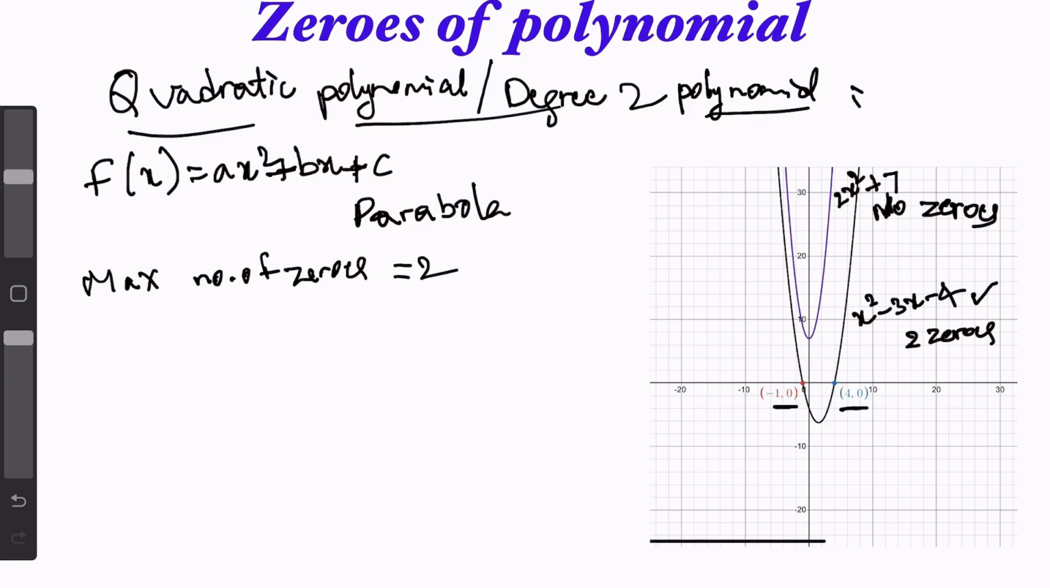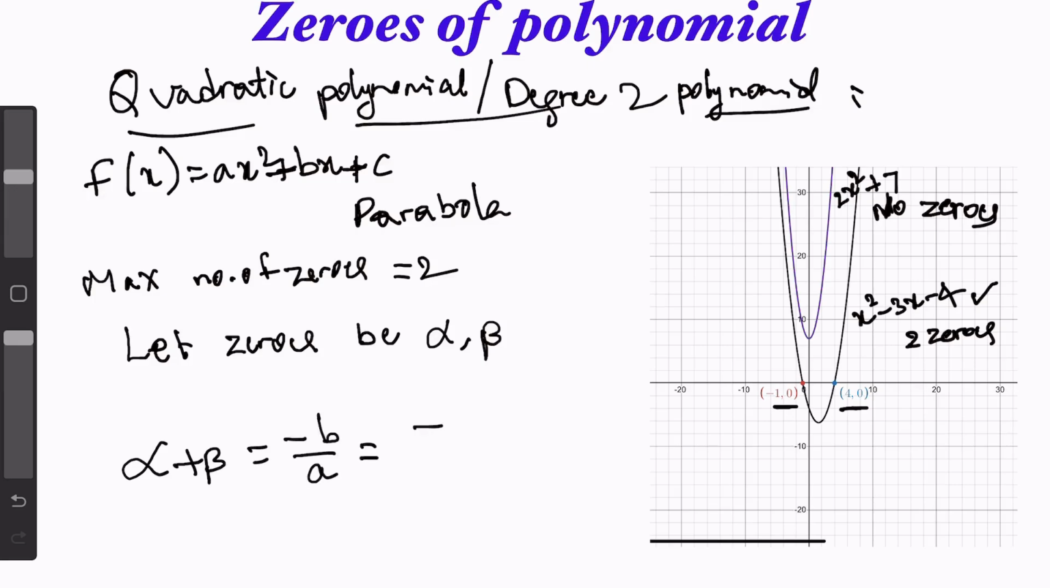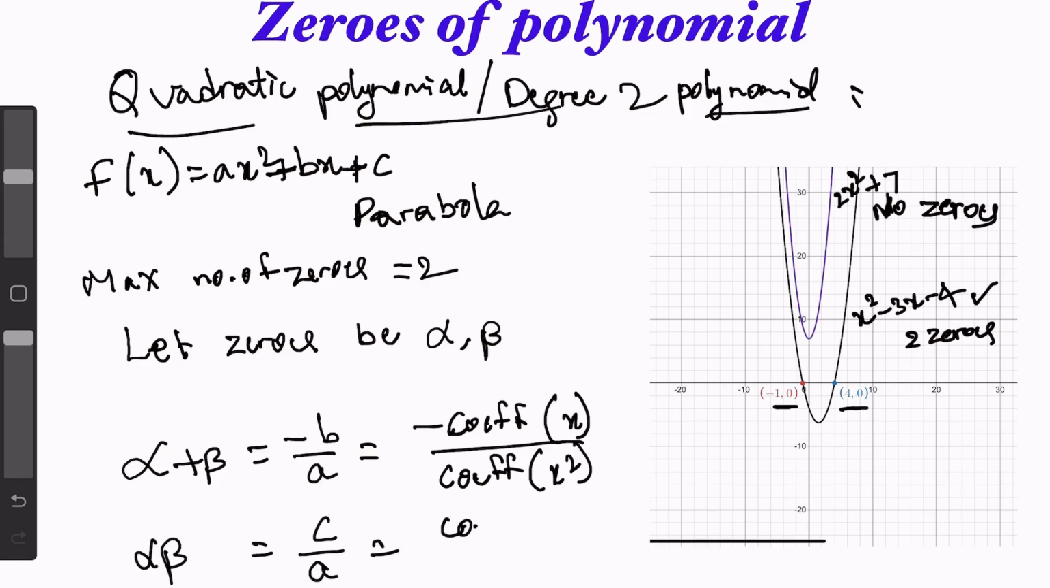Let the zeros be alpha and beta. Then the relationship between zeros and the coefficients of the polynomial is alpha plus beta equals minus b by a, that equals minus coefficient of x by coefficient of x square. Alpha into beta equals c by a, that equals constant by coefficient of x square. You need to remember this.